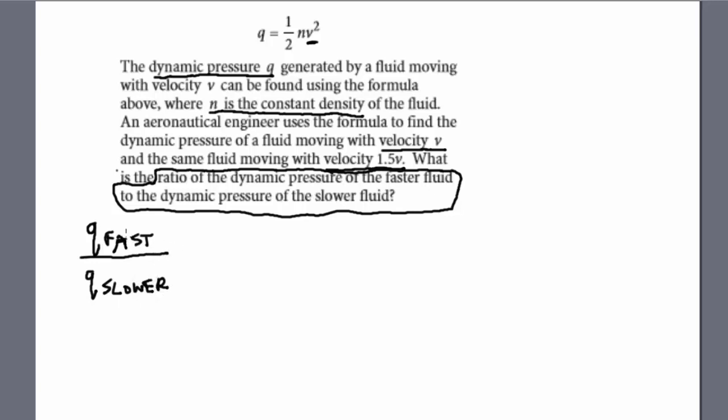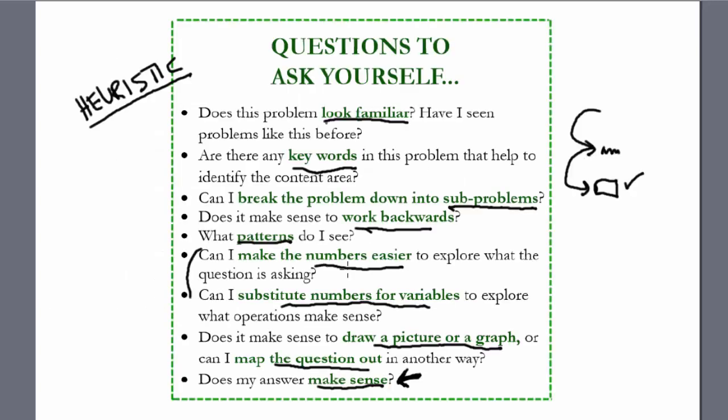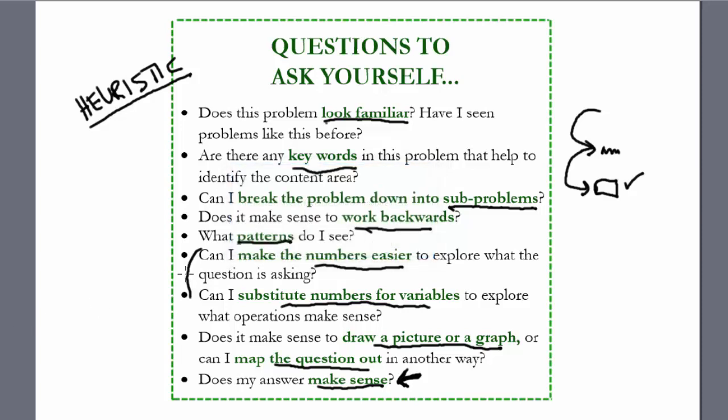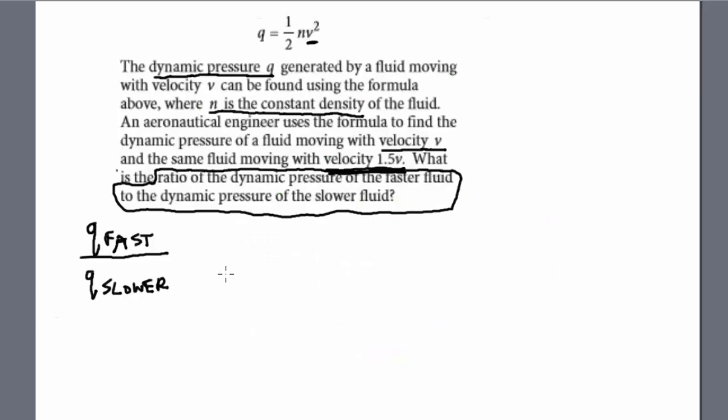Well, what do I know? Well, I know, because I underlined it, that the faster velocity is 1.5 v. Now I could use this expression and plug it in, right? I could use the slower expression and plug it in, right? But if I wanted to use one of my heuristic strategies, I could also say, can I substitute numbers for variables to explore what's going on? So let's do that. Why not? Let's just try out this strategy.